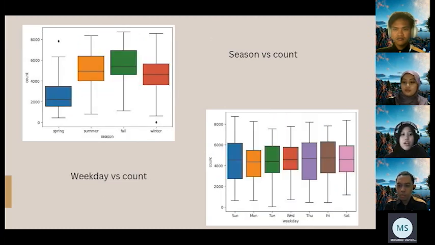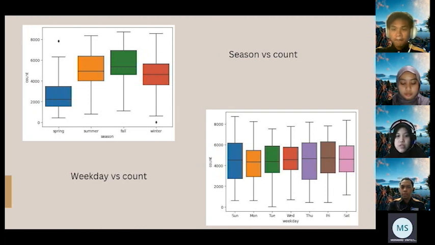Okay, next one. We will see the box plot for season and weekday versus count. For the season, the median for spring is more than 2,000 and the median for summer is more than 4,000, which is nearly 5,000. Then for fall it is 5,000 and winter is more than 4,000.